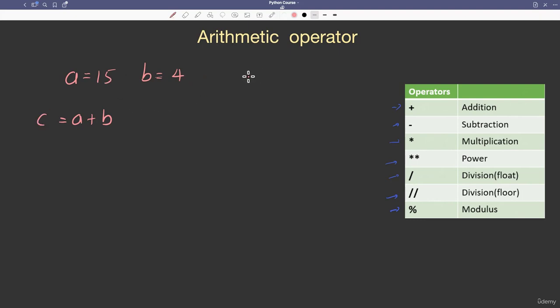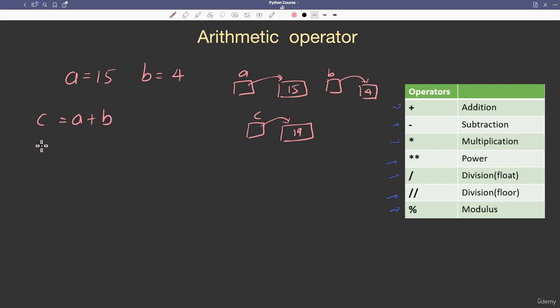So diagrammatically, if you want to see how it looks in the memory, A is holding value 15 and B is holding value 4. Now they are added together. We get a separate variable C and a new object is created with value 15 plus 4, that is 19. So this is how it looks in the memory. So C contains 19. So plus will add the values. That's it. There is nothing to explain. This is a very simple operator.